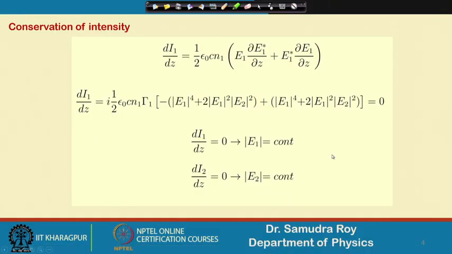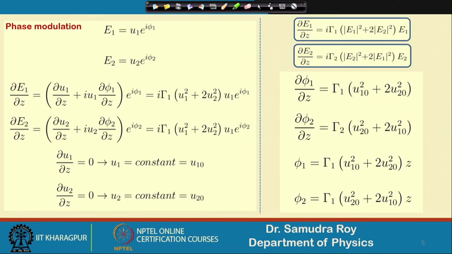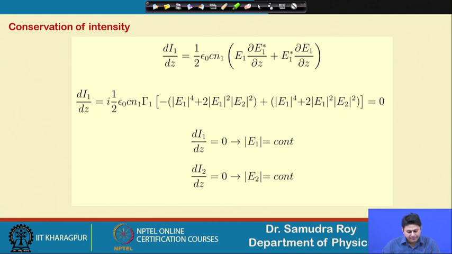So, once we have the knowledge that individual waves are conserved, the next thing we are going to do is to find out what will be the effect on phase. So, phase modulation we try to understand under cross phase modulation. In order to understand the evolution of the phase, or how the phase is going to change, we need to divide our total electric field, the launched electric field, into two parts.